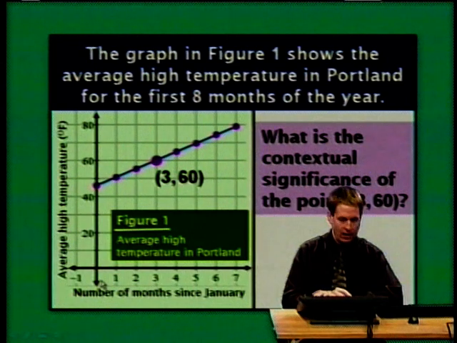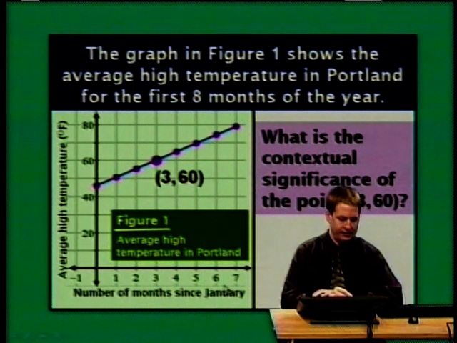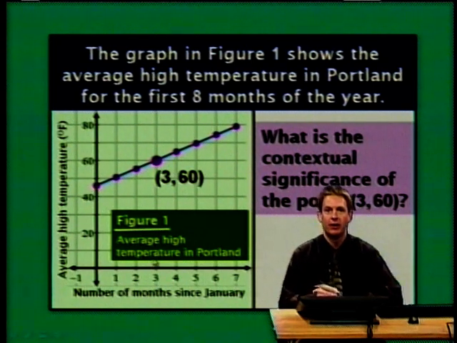Because, again, reading our axis carefully, the number on the horizontal axis is the number of months since January. When we say 3 goes with March, we're also saying 1 goes with January. But on this graph, 1 doesn't go with January, because January is not 1 month after January. January is 0 months after January. We're 1 number behind on this graph. 0 is January, 1 is February, 2 is March. That means 3 is April. This point is telling us about the average high temperature in April.